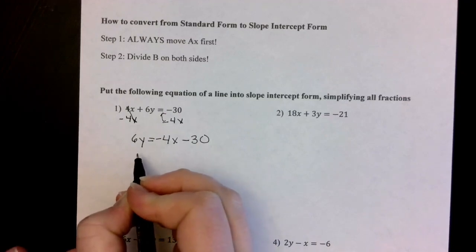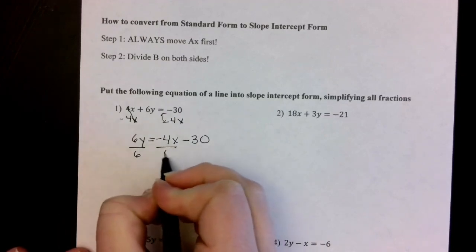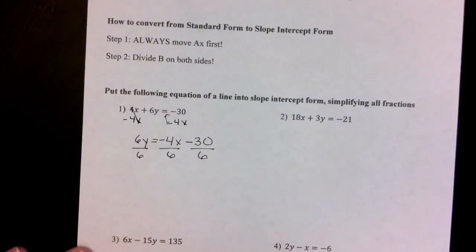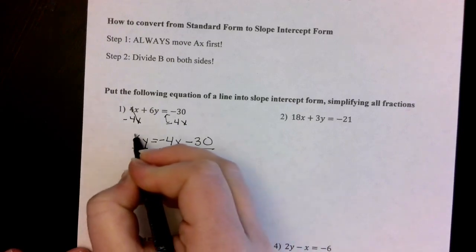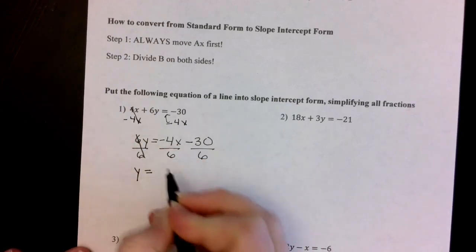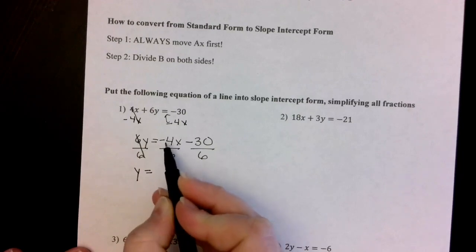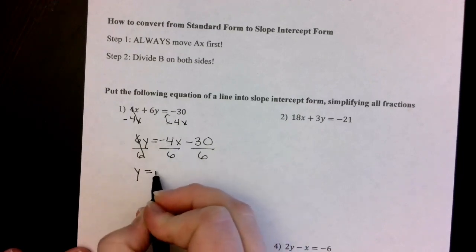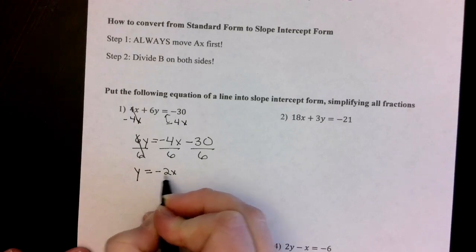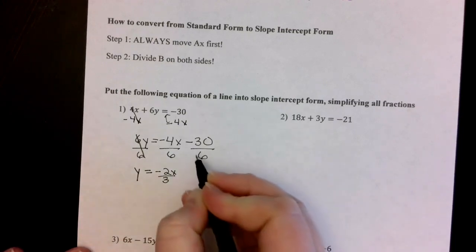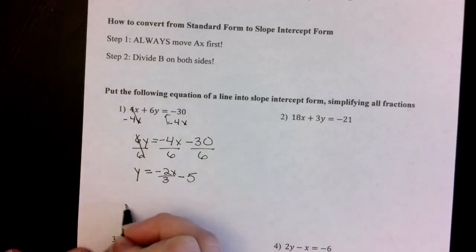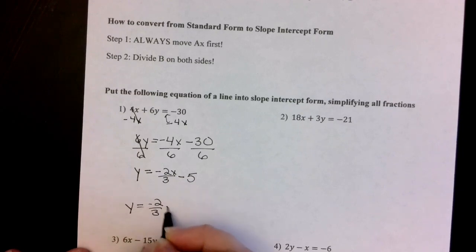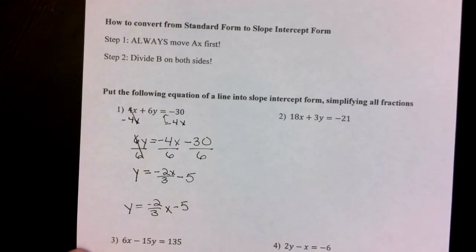Now the y isn't by itself yet, so I need to divide everything by 6. And I separate it so that the negative 4x gets divided by 6 and the negative 30 gets divided by 6. Y equals, I can simplify this fraction. Negative 4 and 6 can both be divided by 2, so that becomes negative 2x over 3. And negative 30 divided by 6 is negative 5. You can also see it written like this: y equals 2/3 x minus 5.